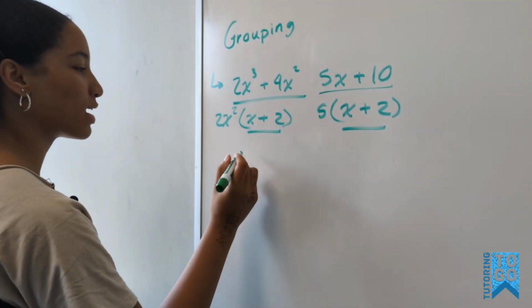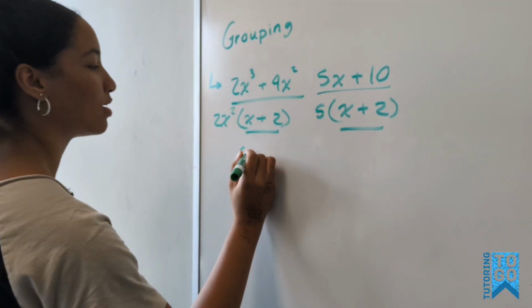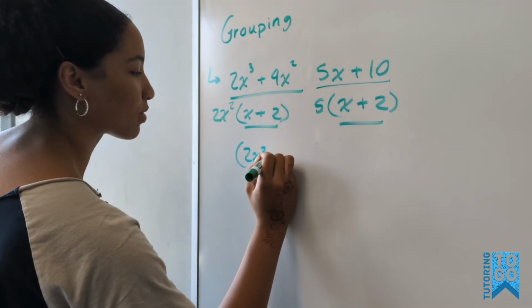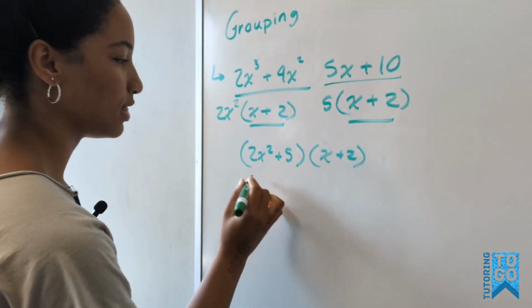And then when you're writing the other factor, you are just taking these two numbers and putting them together. So then you're doing (x squared plus 5) and then (x plus 2). And this is your final equation.